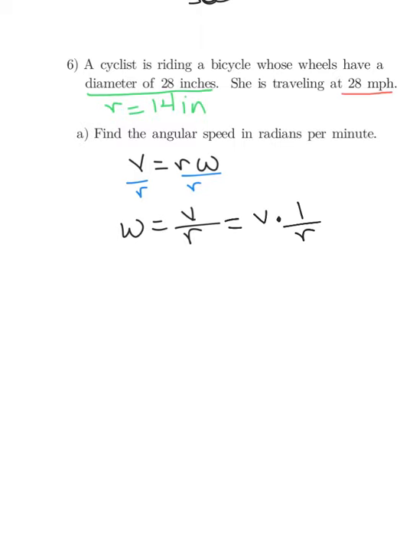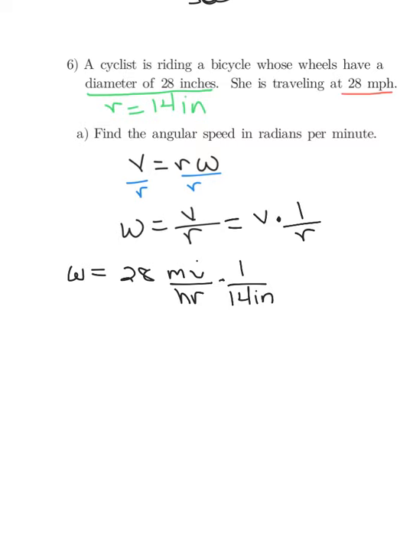Now that we know how we're going to find omega, what formula we're going to use, we're going to start putting things into position. Omega equals V. What is V? It is 28 miles per hour. I find it really, really helpful to write the units in full fractional form instead of with the slash. It makes it so much easier when you have to do conversions. We're going to take that times 1 over our radius, which is 14 inches.